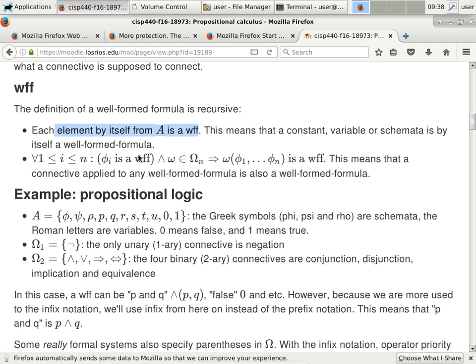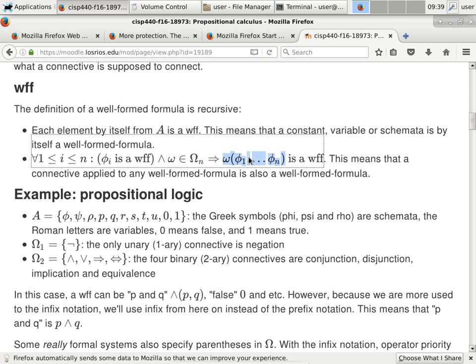And then what we do is we construct things from the bottom up. So now it's basically saying for all i that is greater than or equal to 1 and less than or equal to n, basically i is a natural number between 1 and n, and the first part here is saying that phi subscript i is a well-formed formula. If you can guarantee that you have components phi 1, phi 2, phi 3, all the way up to phi n, and each one is a well-formed formula, and if you can also say that omega is in the set omega n, where omega n is an operator that takes n components, then what you have just composed is also a well-formed formula.